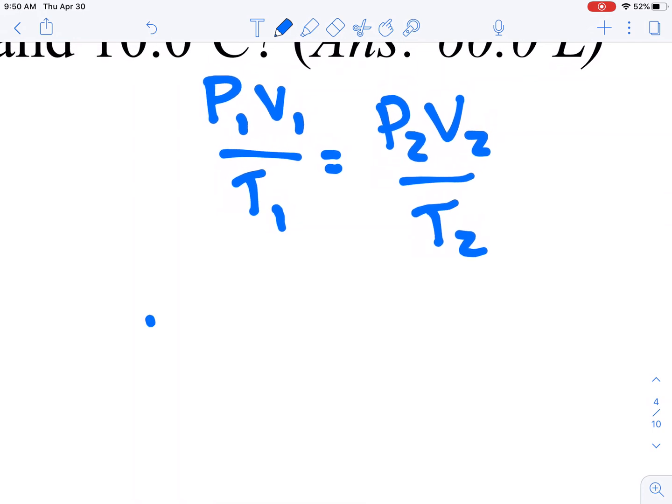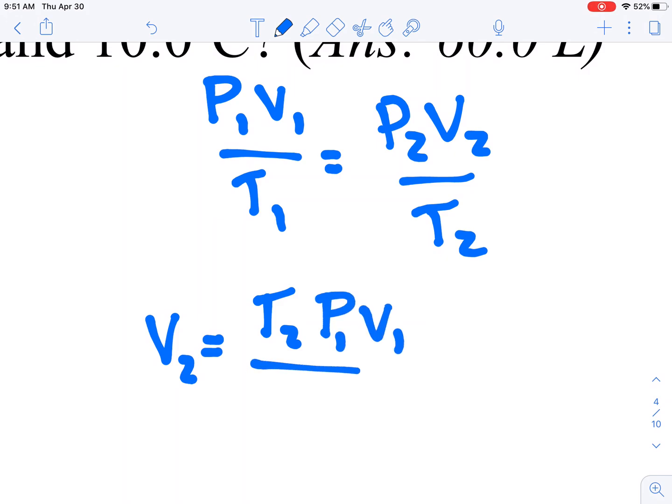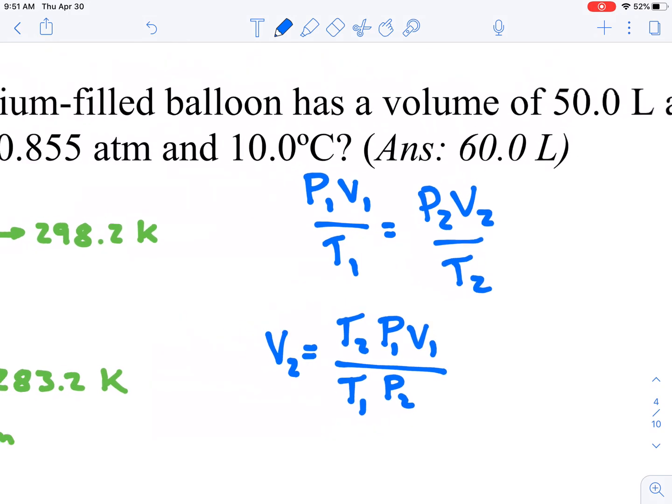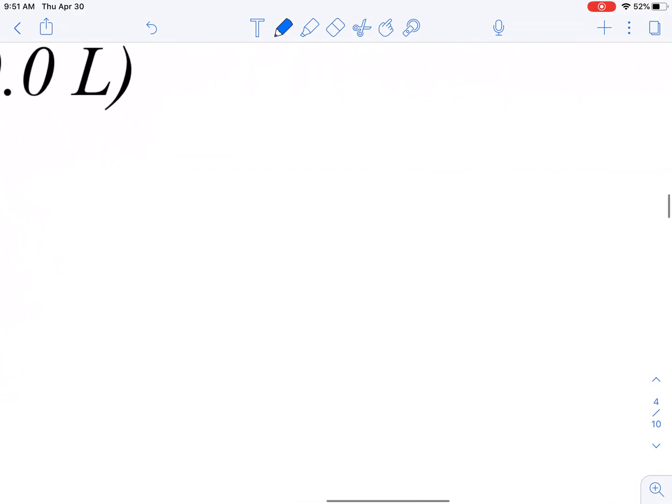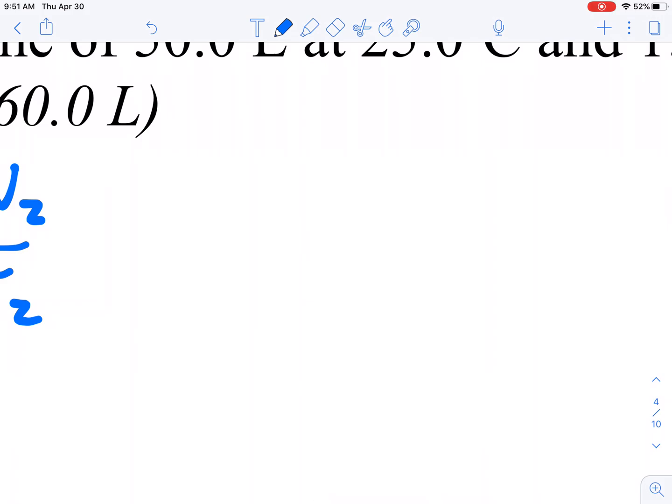If I solve for V2, what will I get? Well, when I solve for V2, T2 gets multiplied up, so I'll have T2 times P1 V1 over T1 was over on the left-hand side, multiplied by P2 gets divided down, right? So that is the equation that we need to plug in. So you get credit for both of those steps, showing the initial gas law and rearranging. You also get credit for plugging in your values. So let's plug in everything that we have.